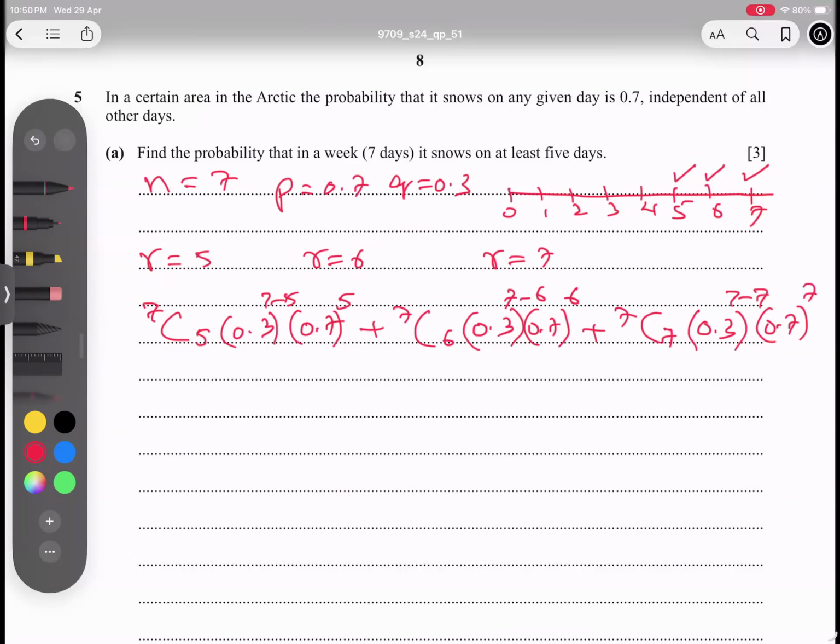If we type this in the calculator, students, 7C5, then 7C6, and lastly 7C7 with 0.7 to the power 7, the answer is 0.647. I hope the point is very clear.